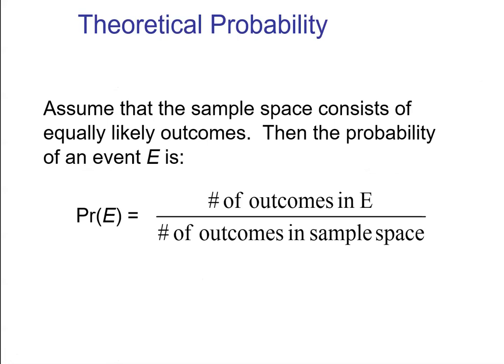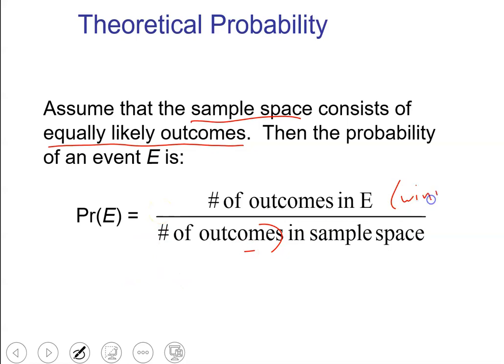Theoretical probability is where we assume that the sample space consists of equally likely outcomes. The probability of event E is the number of outcomes in E over the total outcomes in the sample space. You'll hear me say, in the numerator, I'll refer to this as the winners. This is what we're looking for, over the total amount of outcomes.